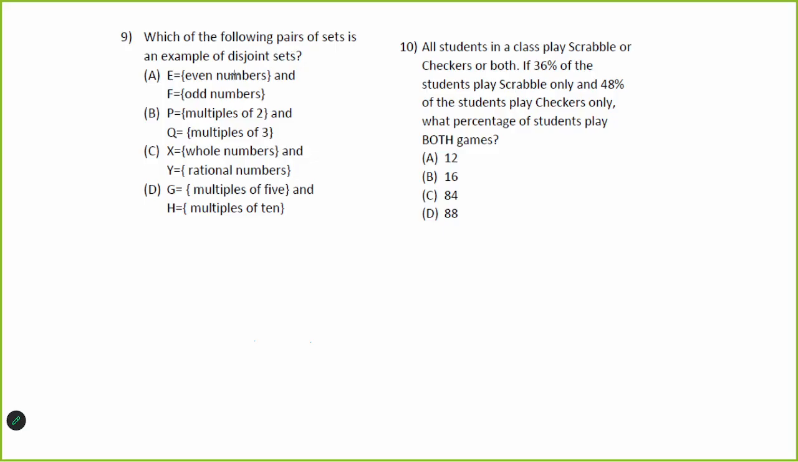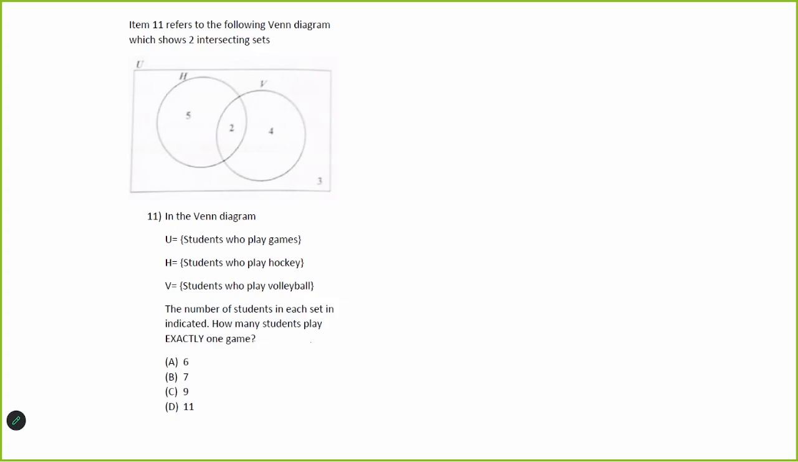Whichever example is disjointed sets, even and odd. This one, if you remember the answer is 16, right? Item 11 refers to the following Venn diagram. In the Venn diagrams, the number of students in each set is indicated. How many students play exactly one game? We have 5 students play hockey, 4 students play volleyball. Only 5 and 4 is 9. So the answer is C.